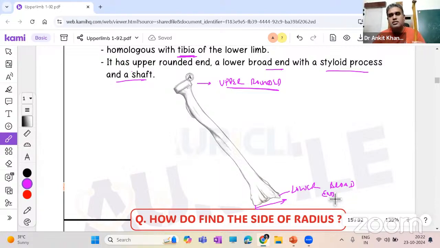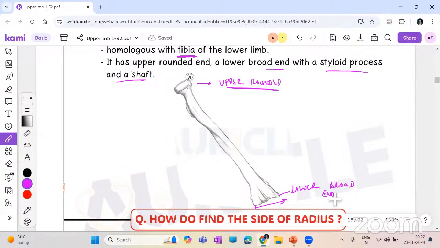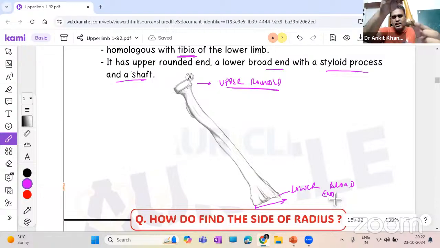So now, what else will help you? Now, if you come to the lower end of the bone, this is the lower end of the bone. Now there will be a few tubercles over here. You can see the prominent tubercle over here, and you can see a few other elevations over here. Even by seeing, you will understand that this area is not smooth.